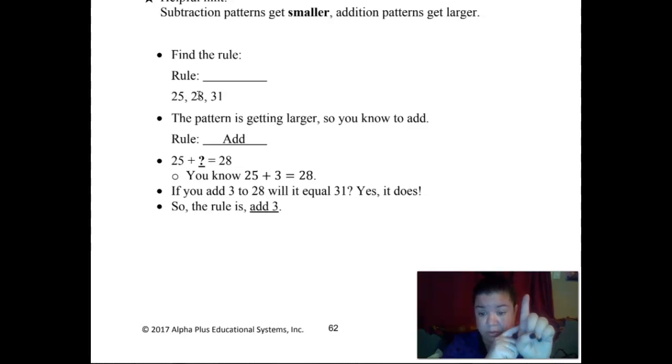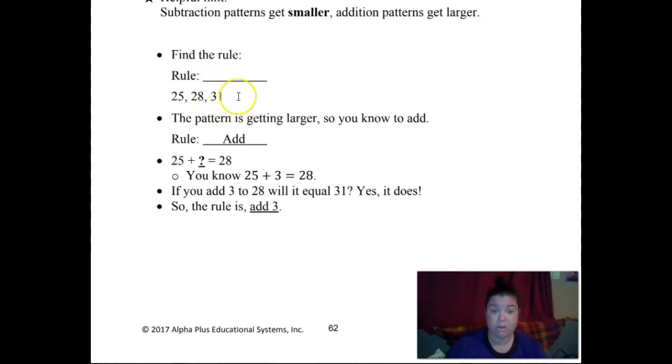So the number we want is 28. So we start at 25, and then we put our finger up for the next one. 26, 27, 28. So 25 plus what equals 28? 3, correct. So if we add 3 to 28, what number is that going to give us? 29, 30, 31. So is that the next number? So yes, so our rule must be, our pattern is to add 3 to the number.